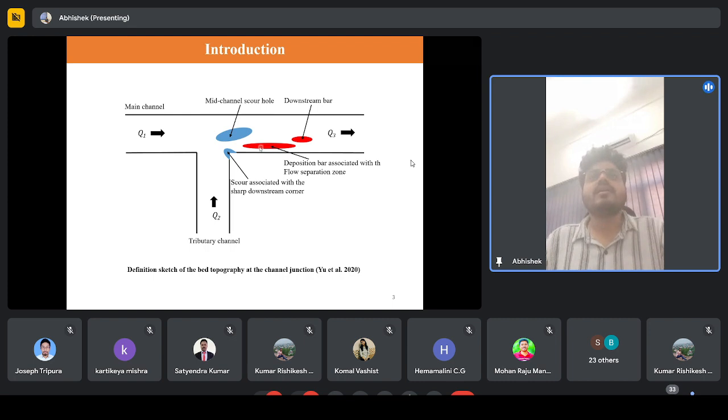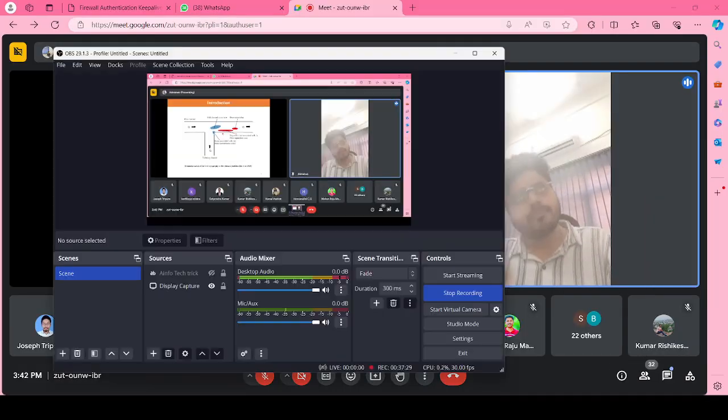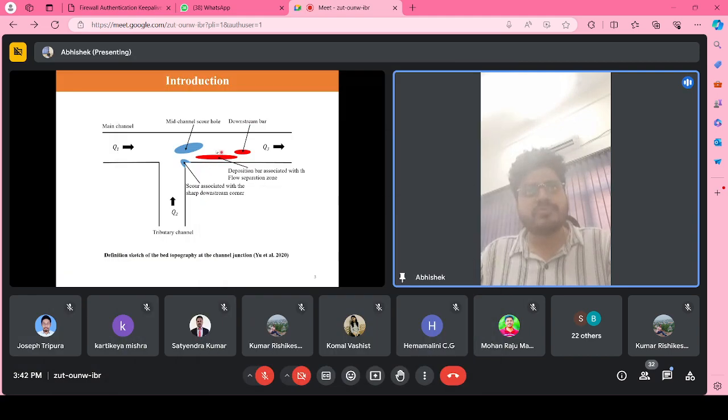Now you see here multiple bars. You may find even more than 2 bars, but because the experiments are very limited and the extent of the experiments is limited, here I have demonstrated only 2 bars. So here you find 2 bars. The bar is a deposition bar, meaning the sediments are now deposited and settled here. Therefore, there is a formation of the bar here. So why is this bar formed?